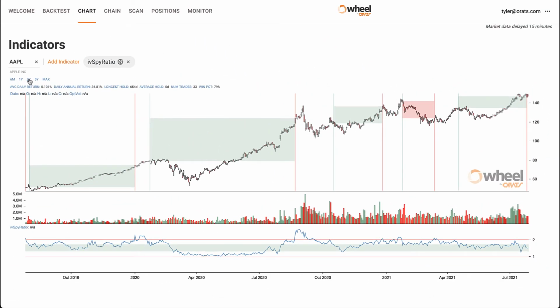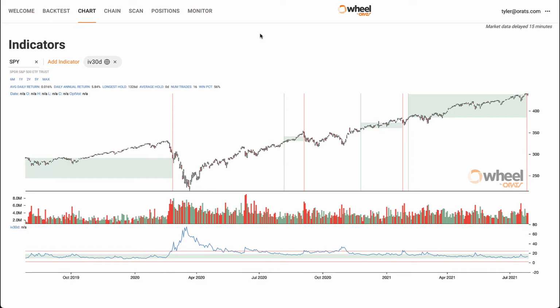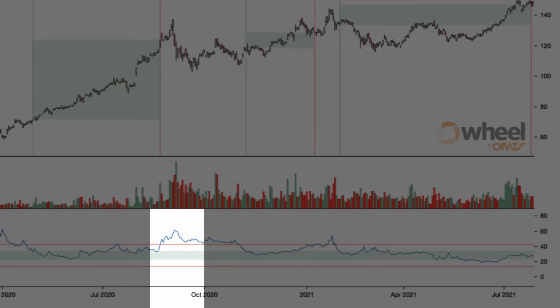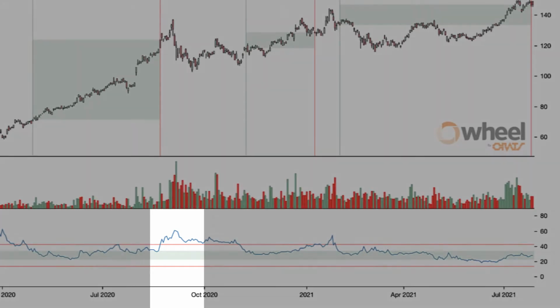We can dive further into this by pulling up the implied volatility of each stock separately. We can see that within the same time frame, SPY stayed within its normal range of implied volatility, while Apple went outside of its normal range, hitting a peak of 60%.